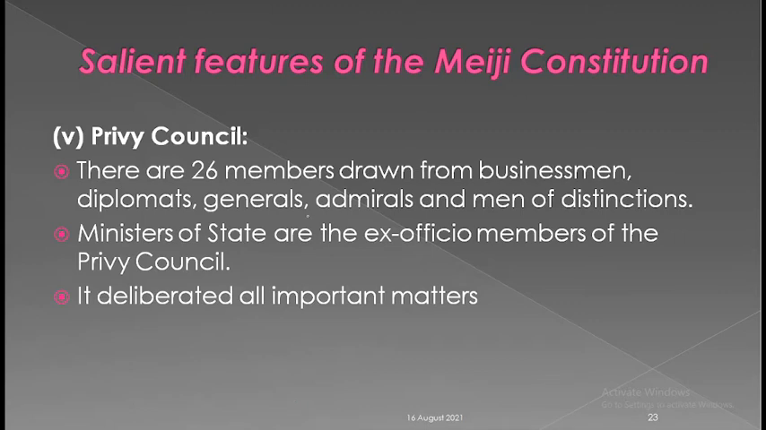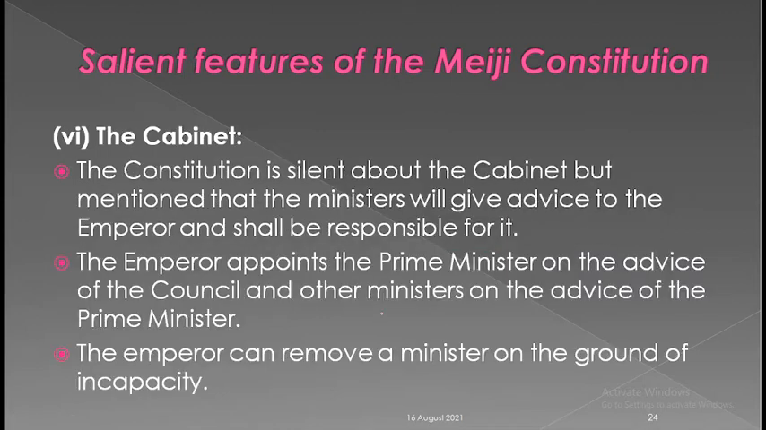Now, next point. The Meiji Constitution has a privy council of 26 members who are drawn from businessmen, diplomats, generals, admirals, and men of distinction. Ministers of state, all the cabinet members, are the ex officio members of the privy council. This privy council was meant to deliberate on all important matters. Now the cabinet. The constitution is silent about the cabinet, but mentioned that the ministers will give advice to the emperor and shall be responsible for it.